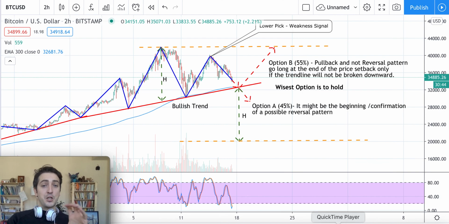So in conclusion, just hold before going long, and go long only if this trend line and exponential moving average are not broken. Thanks.